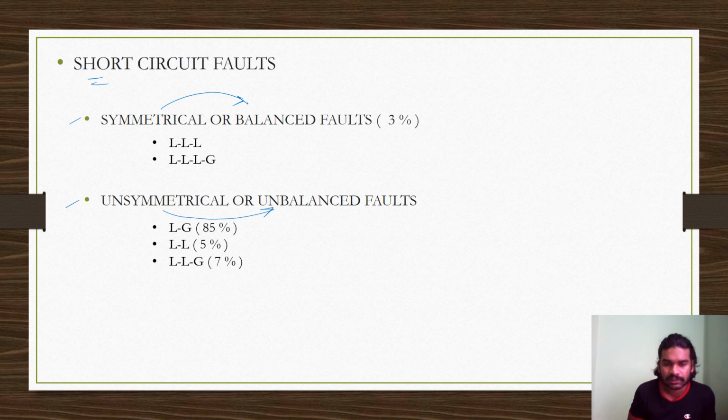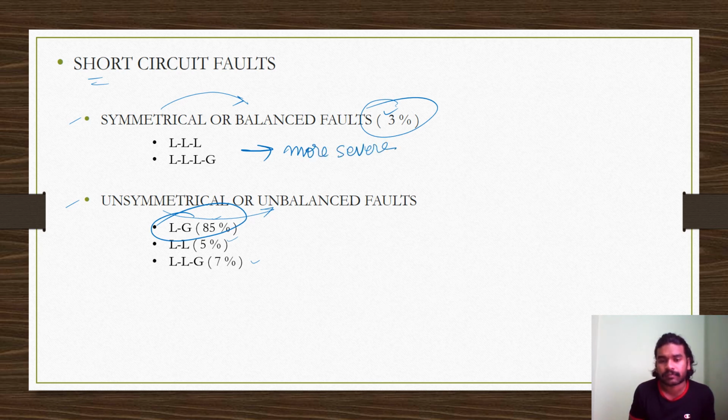And unsymmetrical or unbalanced faults will have LG, one line to ground, or line to line, or line to line and ground, and these percentages give the frequency of occurrence we already know. LG fault is the most frequent fault, whereas symmetrical faults are less frequent. When you talk about severity, symmetrical faults are more severe, and LG fault is the least severe, very less severe.